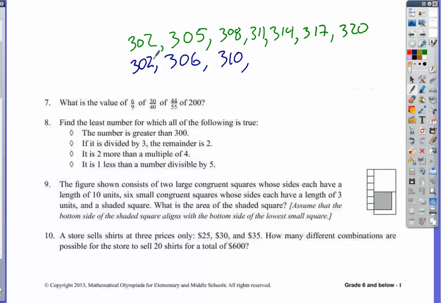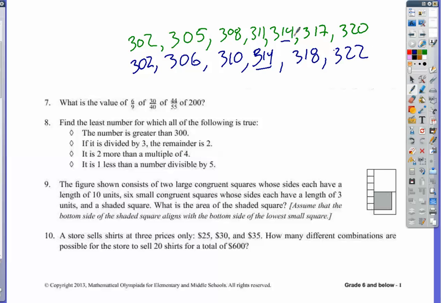I'm going to go through the whole thing. 314, oh, that looks promising too. 318, and let's go 322. All right, so we have 2 possibilities. We have 302 and 314.